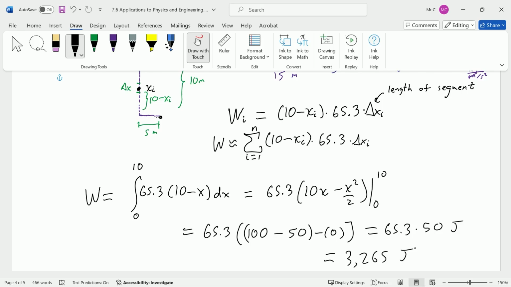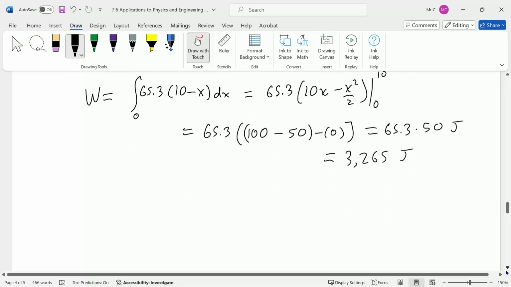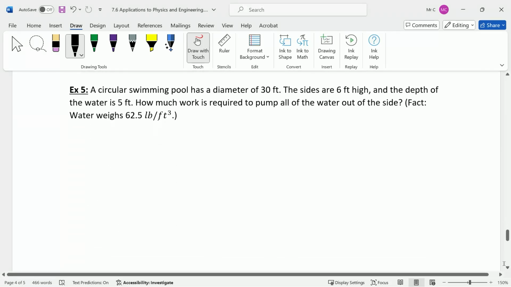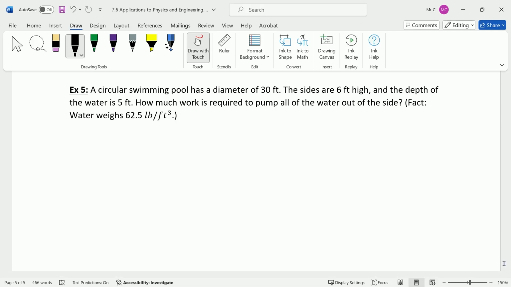Now that we've figured that one out, let's tackle another problem. So this one's also a similar type of work problem, but we're dealing with a different kind of circumstance. So in this case, we have a circular swimming pool with a diameter of 30 feet. The sides are 6 feet high and the depth of the water is 5 feet. How much work is required to pump all of the water out of the side? And we're going to need the fact that water weighs 62.5 pounds per foot cubed.